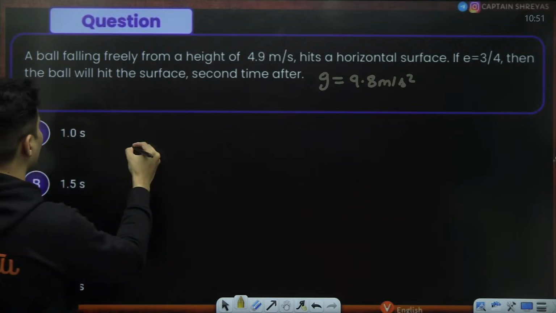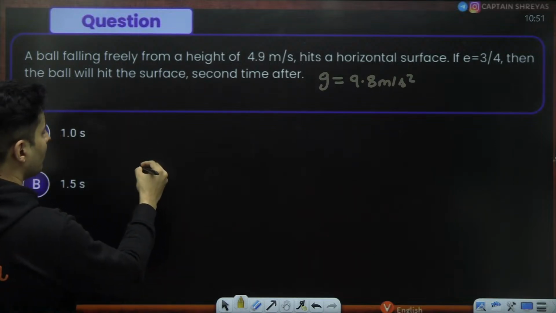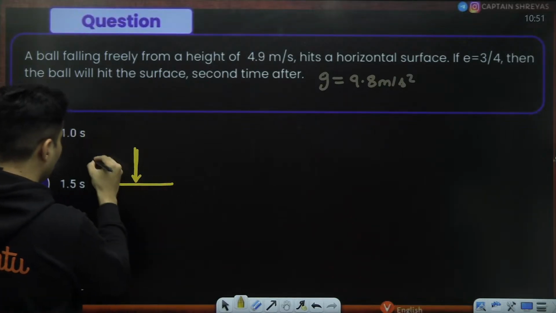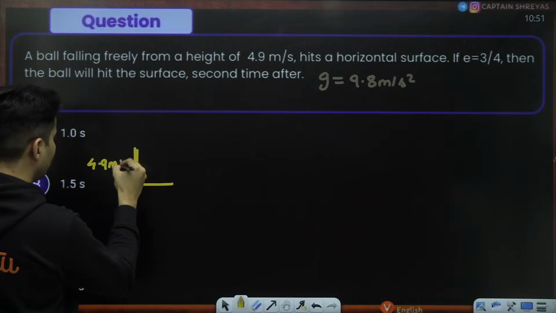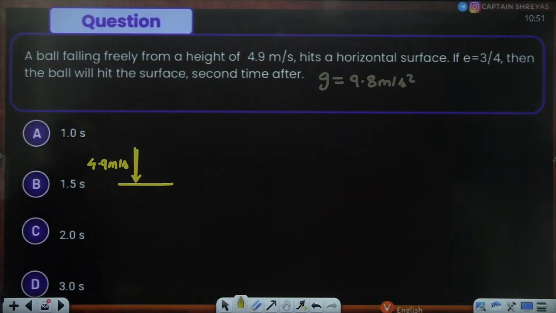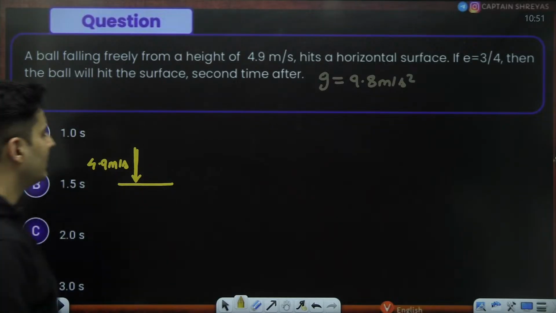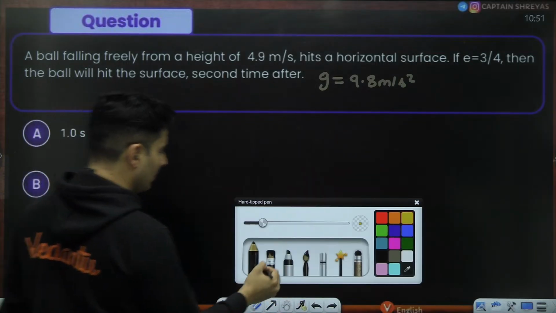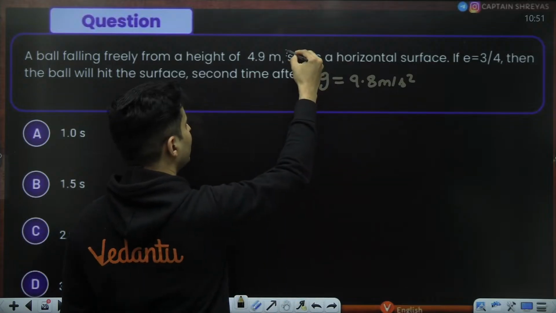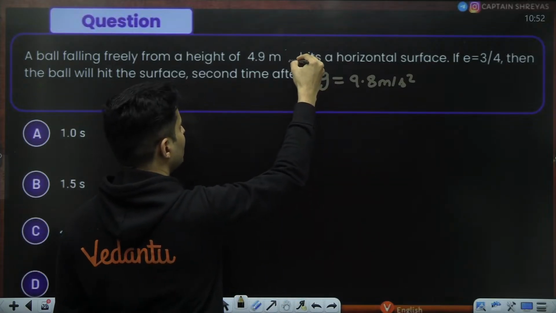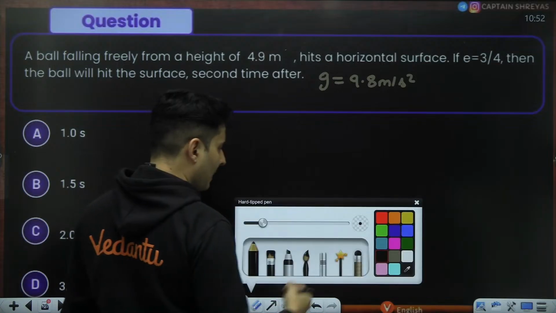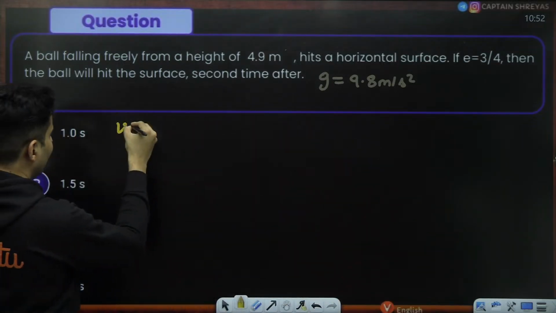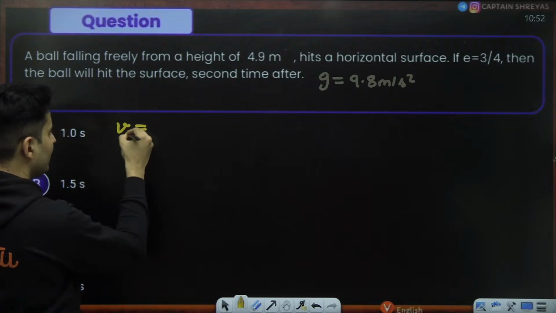Okay, so a ball falling from a height and hits the surface at 4.9 meters per second. I'm assuming, oops, I think the unit is wrong, guys, over here. Printing mistakes are there. I think the height shouldn't have been in meters per second. It should have been just in meters. This is fine. How can the height be in meters per second? So maybe then we can find out the speed with which it hits the first time.